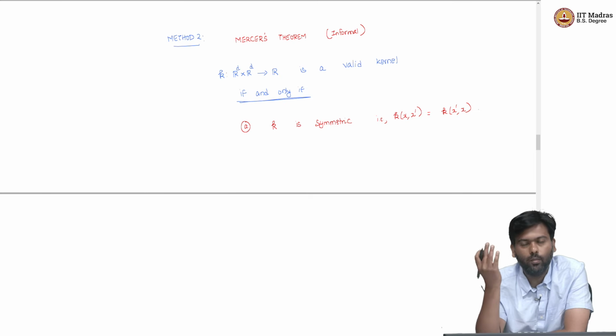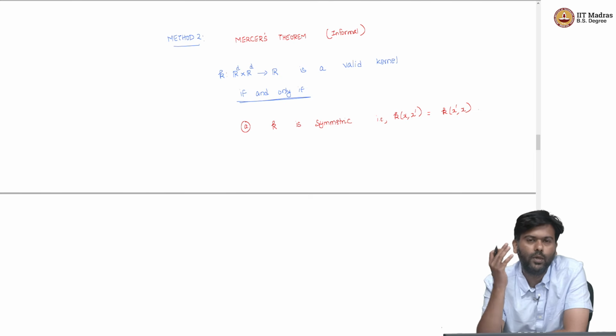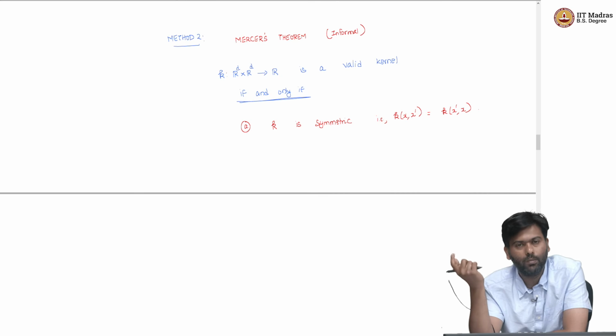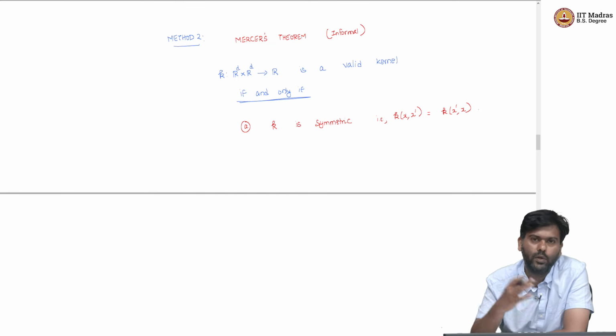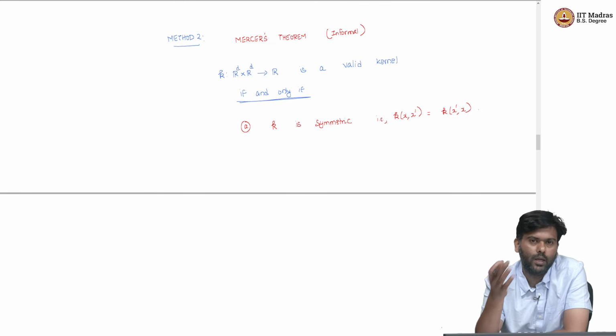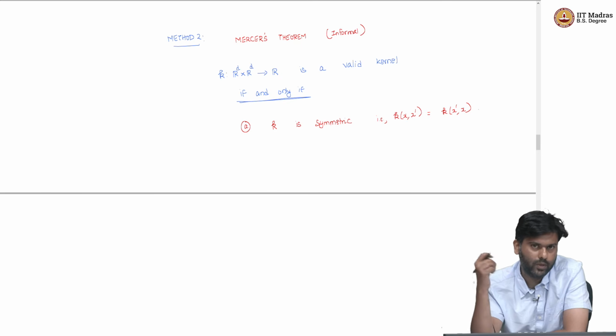Now, because dot product is a symmetric operation, k of x comma x prime should also be same as phi of x prime transpose phi of x, but then phi of x prime transpose phi of x equals k of x prime comma x. So, it necessarily has to be symmetric, right. So, if I give you a function which is not symmetric, in other words, if you can find x and x prime where k of x comma x prime is not same as k of x prime comma x, then you can immediately dismiss my claim that k is a kernel.